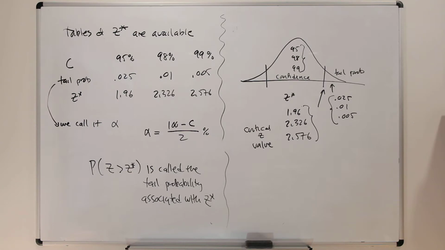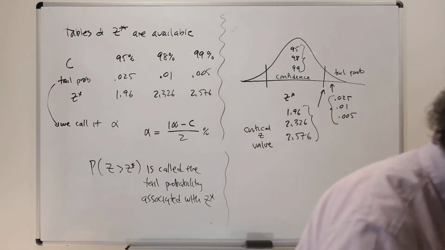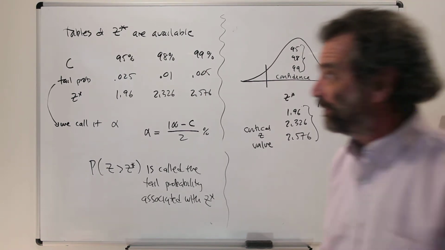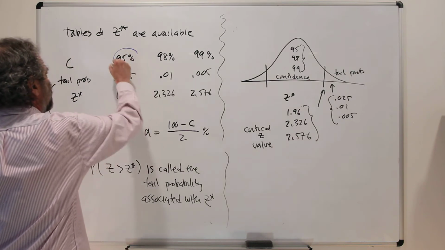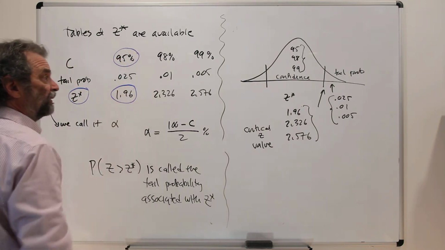So let's look at how this plays out for different confidence levels. So I've got up here different confidence levels that you might use. It's not a complete list. You can choose other ones. We said for 95% the z-star value is 1.96.